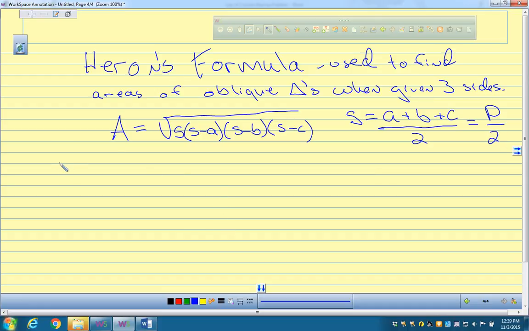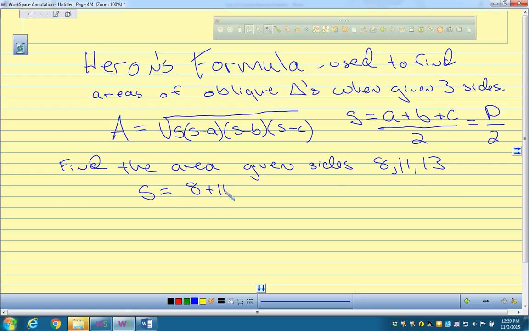So for example, find the area given sides, let's make up some sides, 8, 11, and let's make it 13. That works. Okay? So all you have to do is find S. S is equal to 8 plus 11 plus 13 divided by 2. How much is that? 24. Is that 16? 16, right? Okay? And then you just plug into the formula.